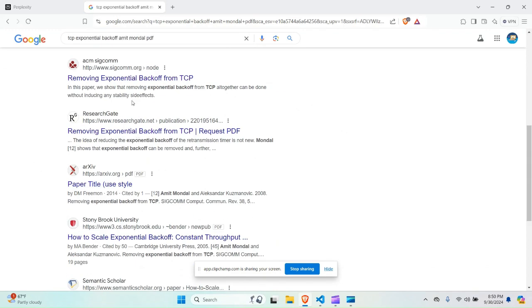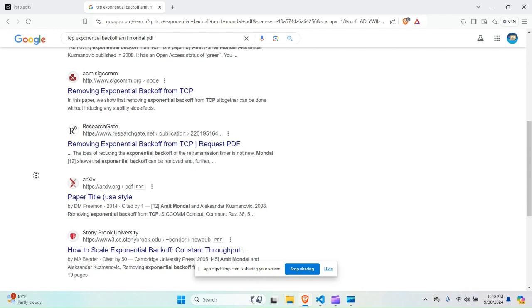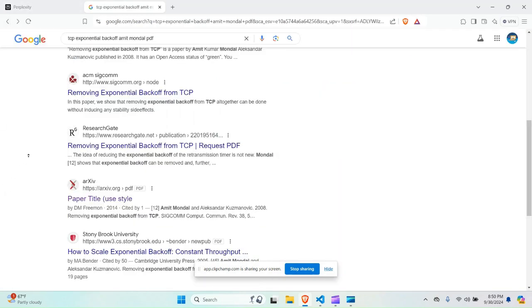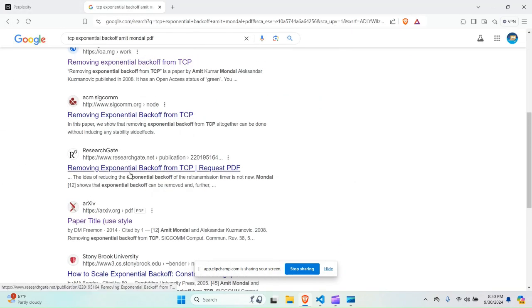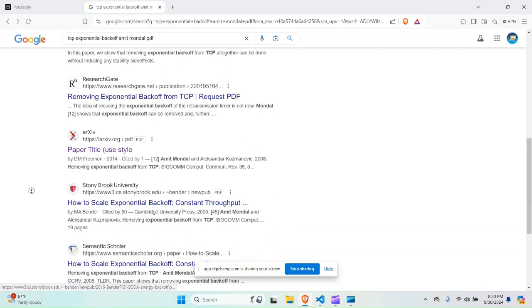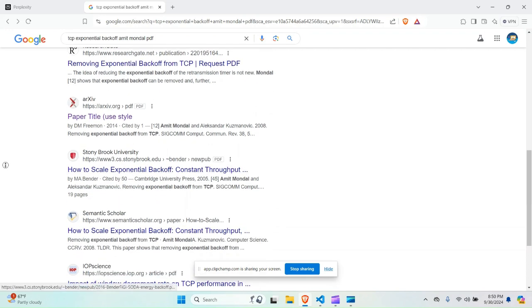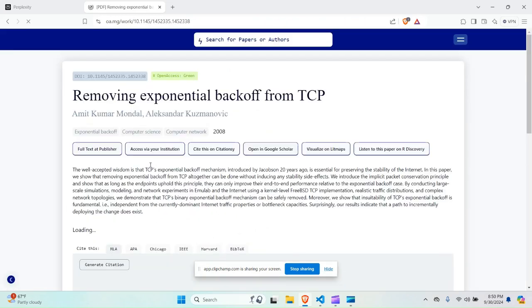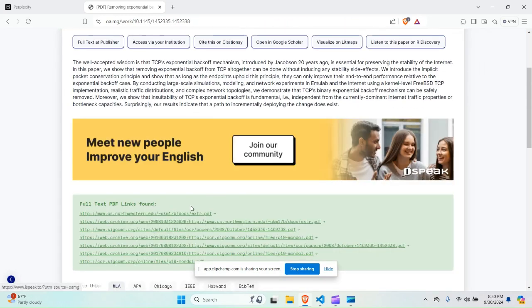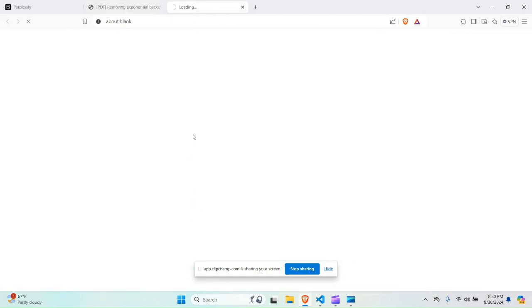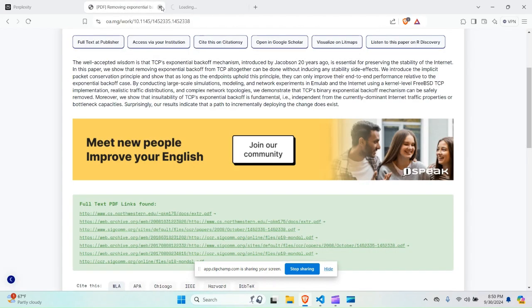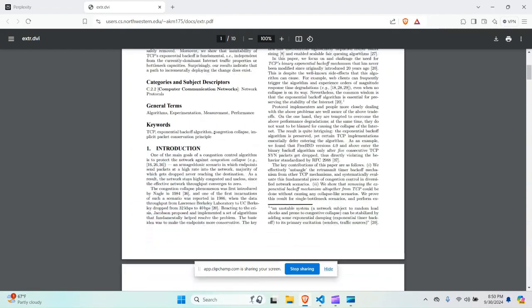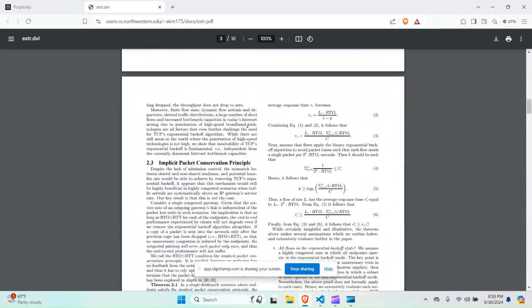This paper, let me go to it. Exponential backoff from TCP. One sec. This one. Yeah. So this was a very good paper, highly cited paper, 300 citations. So it's a really good paper.